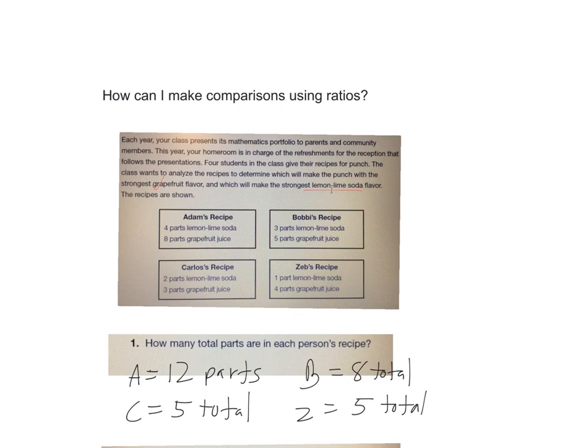Again, the point of this video is just how can I make comparisons using ratios. So we created 2 different comparisons within these punches that they were making. So we figured out Carlos would be the greatest lemon lime, and that Zeb would be the greatest grapefruit, and lemon lime would come down here to Carlos. All right, there you go.